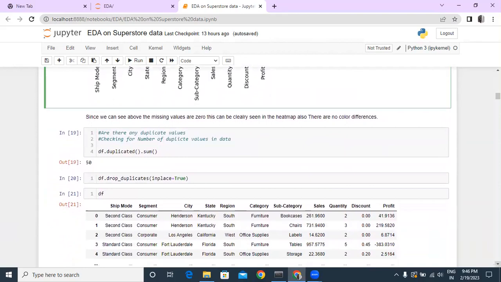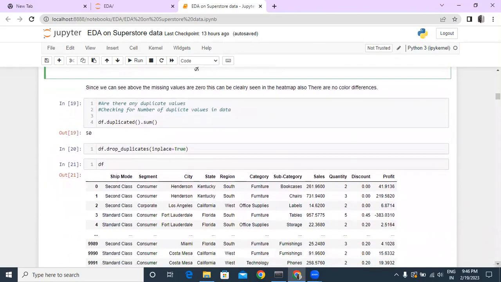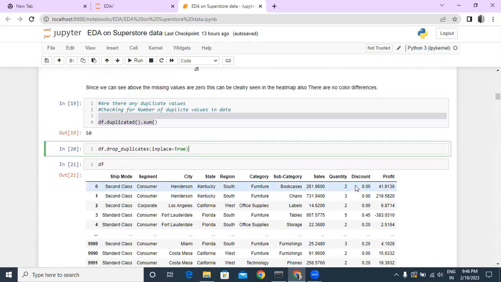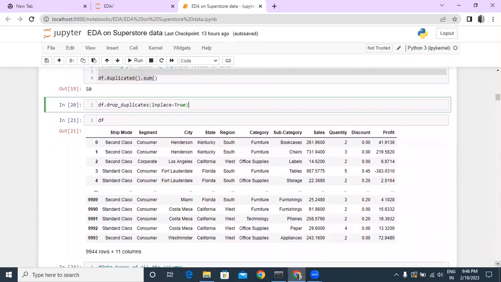So now we are moving on towards checking the duplicate values, because if there are duplicate values, we have to remove them. So upon checking with this command, we found that there are 50 duplicate values, so we are dropping them. Again, we want these changes to be permanent, so we are making them permanent using inplace equals True.